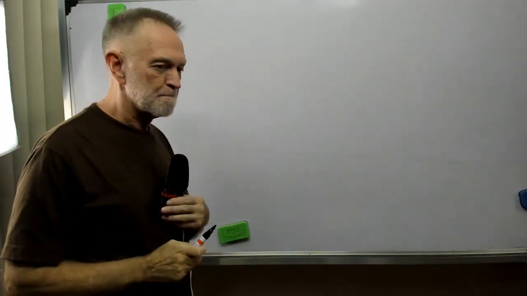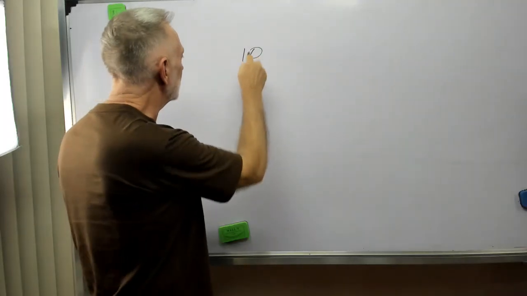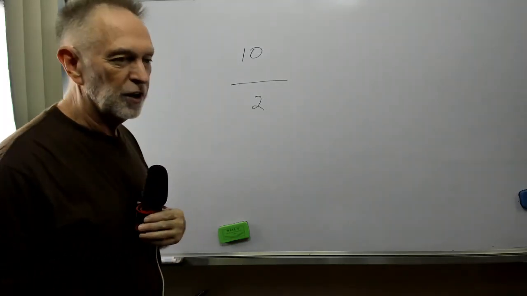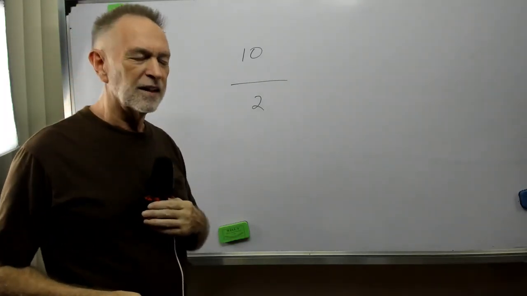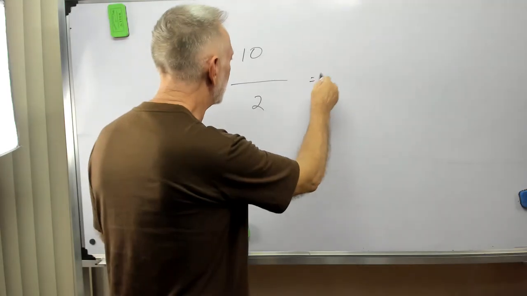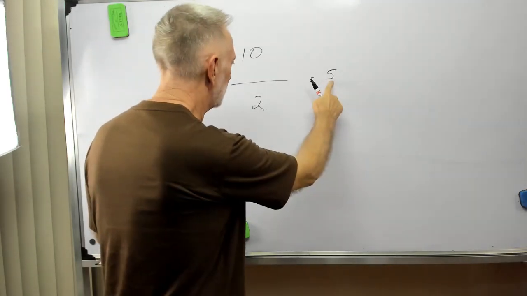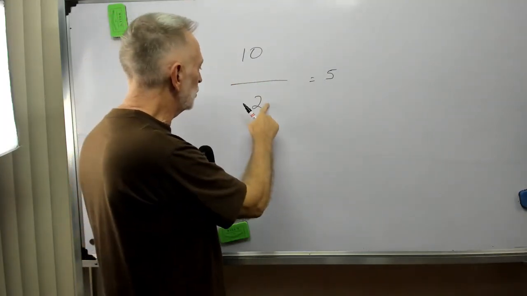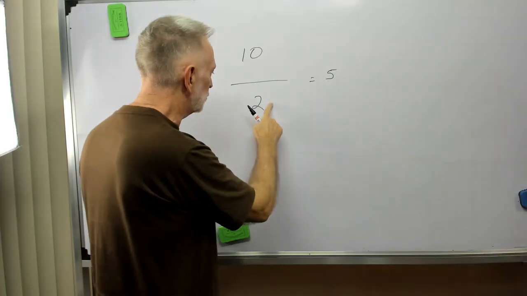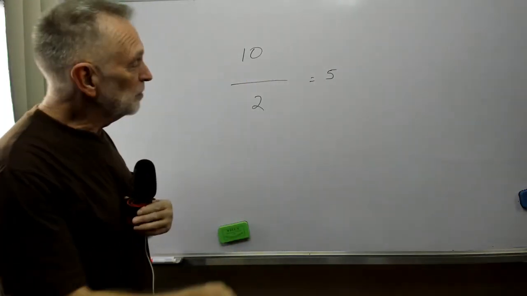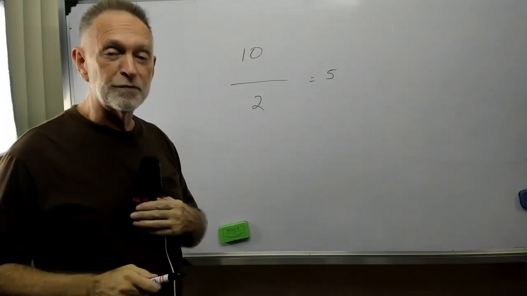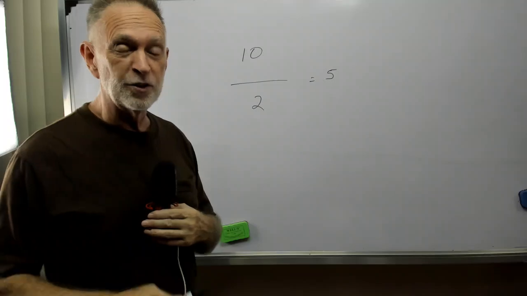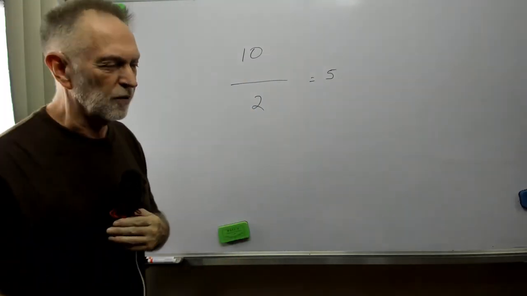All right, what is 10 divided by 2? And you'd go, wow, that's easy. That's 5. Because this number times that number should give me this one, right? 10 divided by 2 is 5. 5 times 2 is 10. But if you can do that, you've just divided a compound fraction. And you're probably thinking, no.